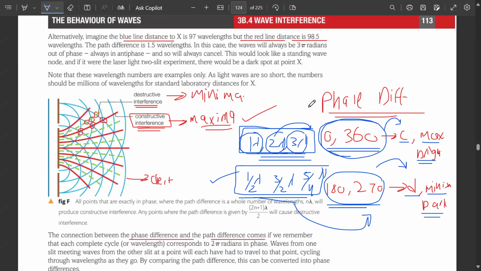Yeah. Good. Let me show you one thing. The two slit interference. Where is it? Okay, got it.